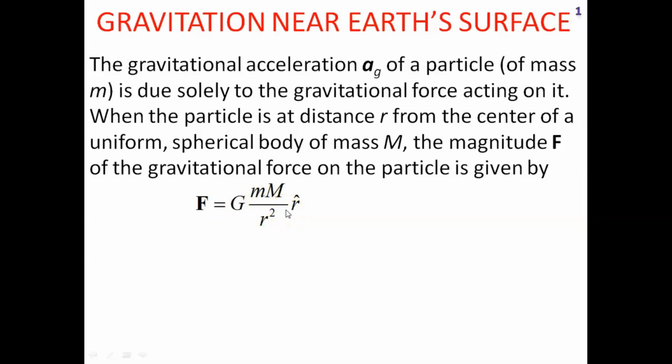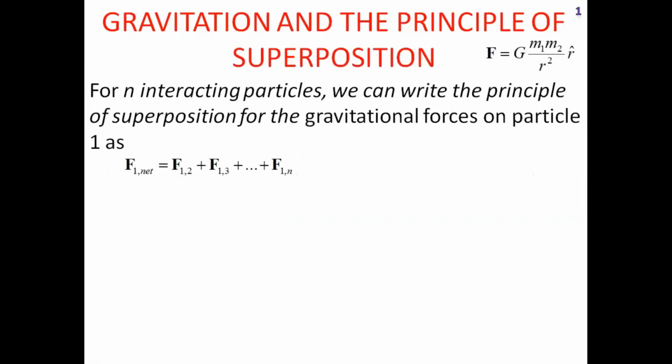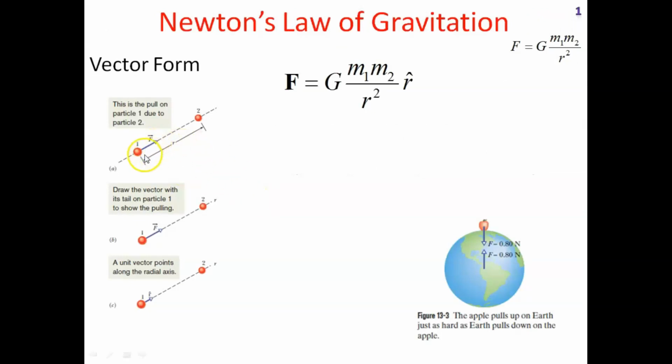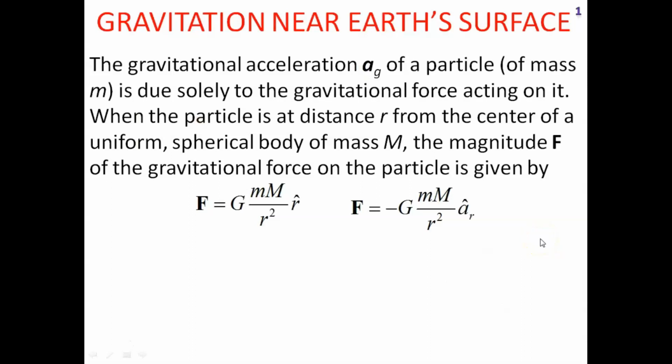This unit vector, one has to meaningfully consider, starts from the object on which you are finding the force. Here you can refer to this diagram. So the force on the first is indicated by this F bar, and the force on the second can be indicated by this vector. So the force is equal and opposite. Thus F bar is equal to minus G M m upon r square a_r cap.